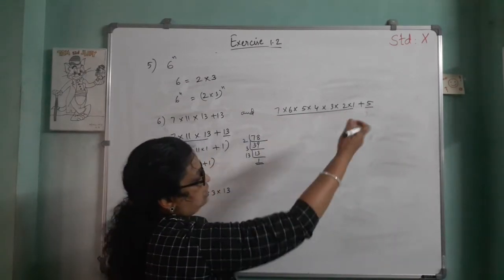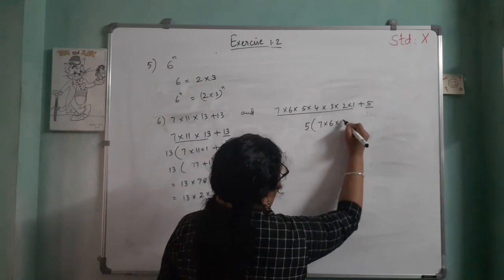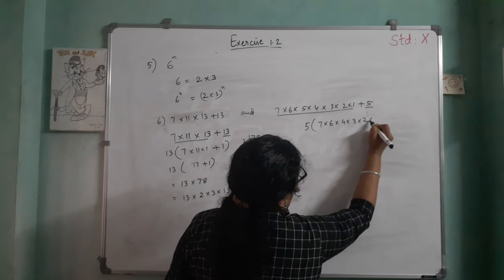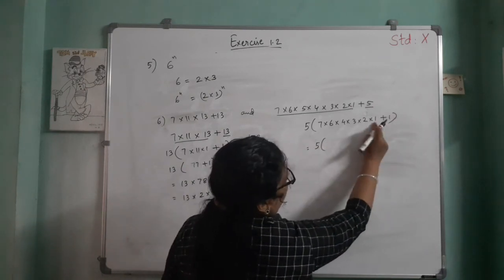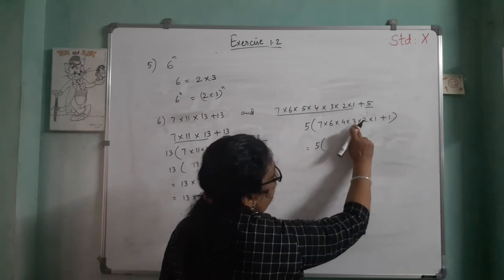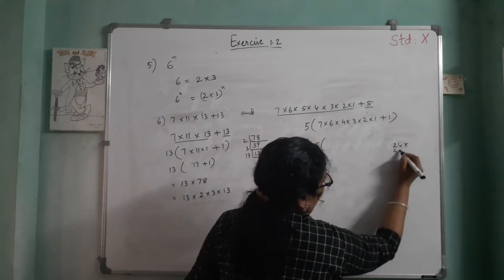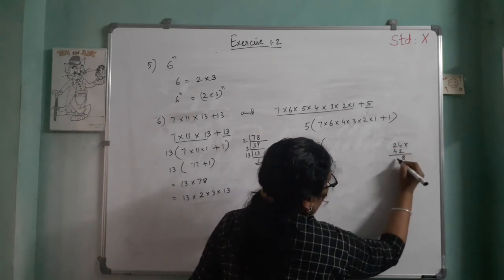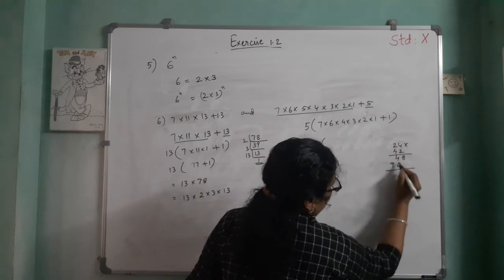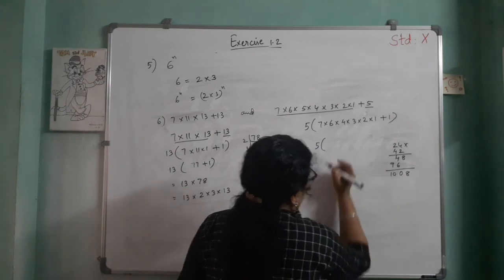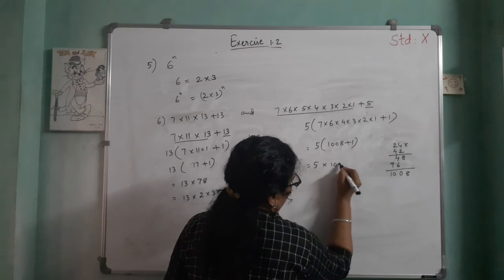In the same way, from here this is one term and this is one term. So from these we can take 5 outside: 5 into (7 into 6 into 4 into 3 into 2 into 1 plus 1). Next, 5 into, multiplying 1 into 2, 2 into 3 is 6, 6 into 4 is 24, then 24 into 7 is 168, plus 1 is 1009. So 5 into 1009.